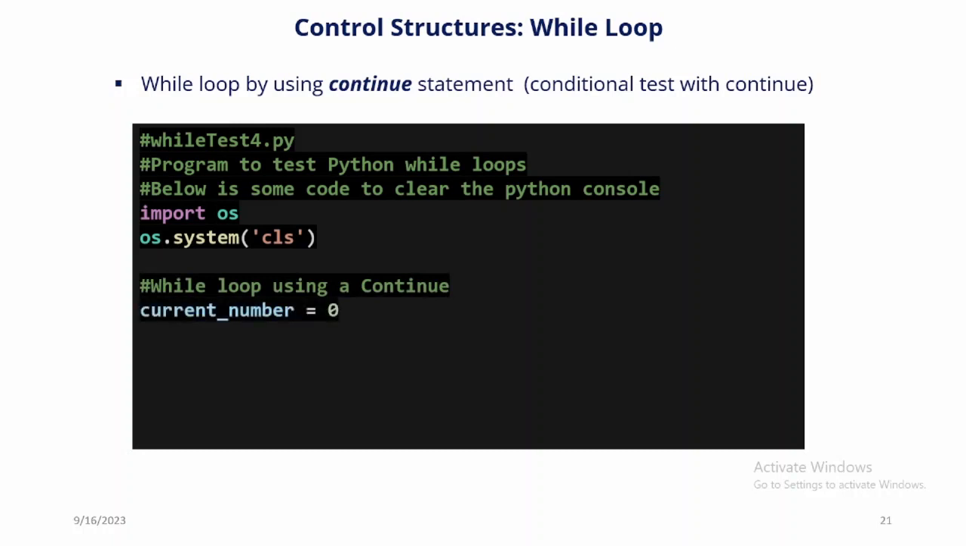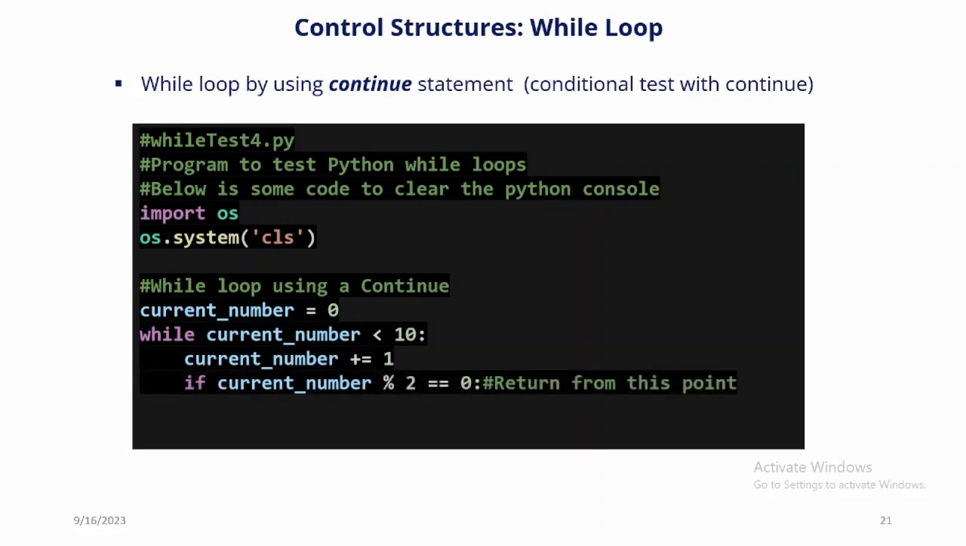We say current number equal to 0. While current number is less than 10, current number plus equal to 1. Increment current number by 1. If current number modulo 2 equal to 0, continue. So let's analyze this.